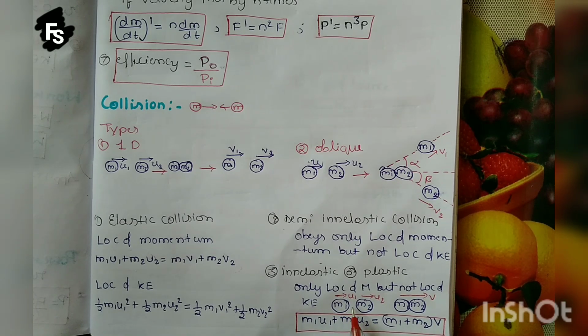Here, if two bodies of masses m1 and m2 collide with each other, after colliding they move with the same velocity. They are attached to each other and move with the same velocity v. Before, they are u1 and u2, but after this there is only one velocity v. So m1 u1 plus m2 u2 before, and after colliding with each other, m1 plus m2 into v.